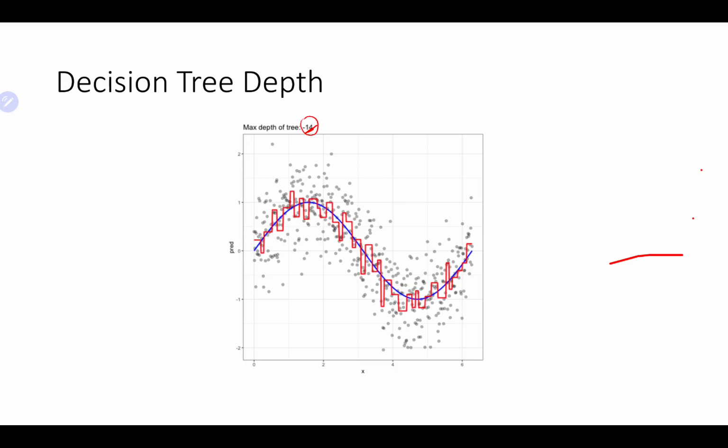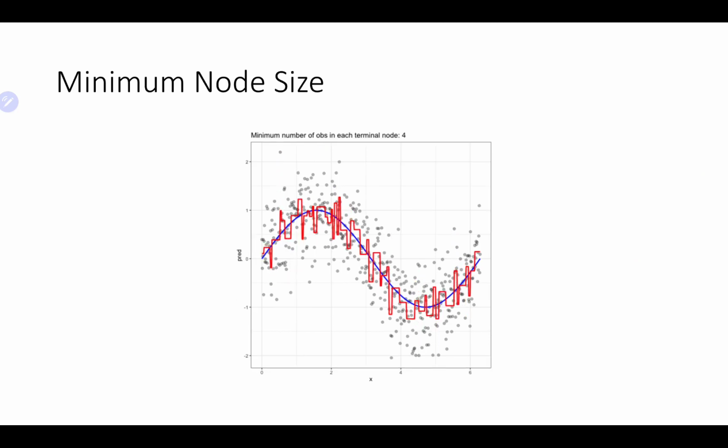Okay, so let's go to the next one. So we have a minimum node size example here. Same idea, the data is created in a similar way. So we fit a regression tree here.